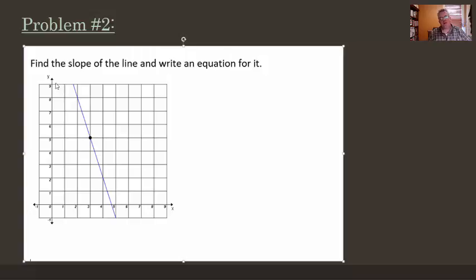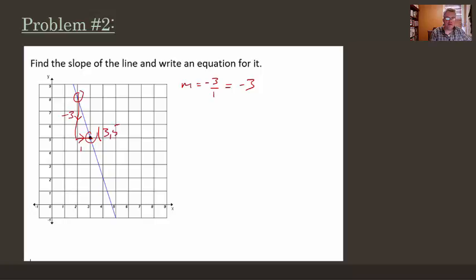In problem number 2, we have a line here with a negative slope. So let's start by finding what that slope is. We look at 2 nice points. We can take that point and this point. And it looks like we go down 3 and over 1. So -3 over 1. So the slope for this line is -3 over 1, which is -3. And we're going to use this point here.